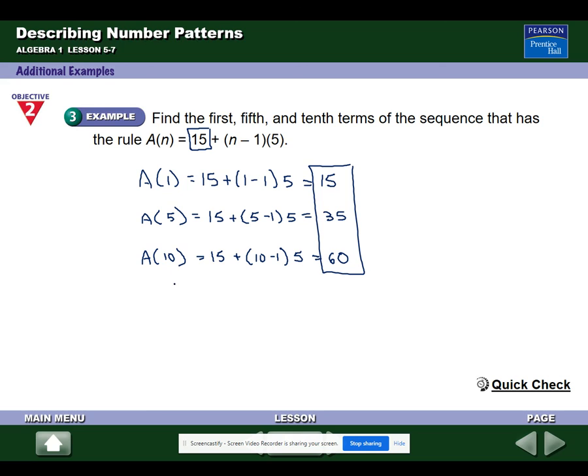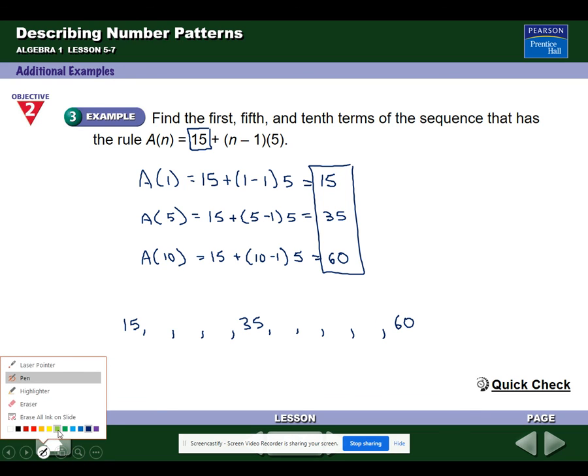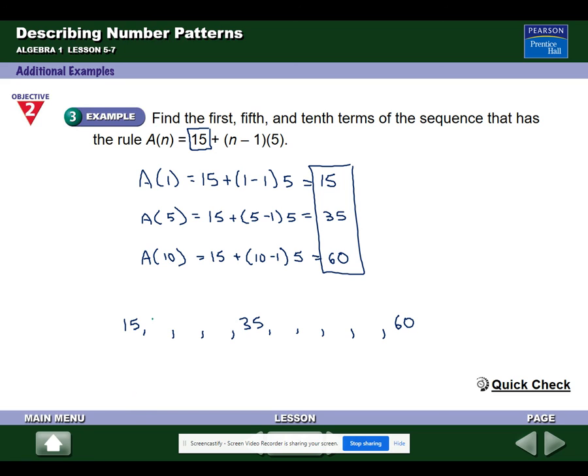Now I just want to make sure you understand as we kind of wrap up this lesson. The first term is 15. The second term, third term, fourth term, I don't know. The fifth term is 35. The sixth term, don't know. Seventh term, don't know. Eighth term, don't know. Ninth term, don't know. The 10th term would be 60. Would it be easy enough to fill in the gaps? Can you tell? Isn't it going up by fives? See how consistent that is?